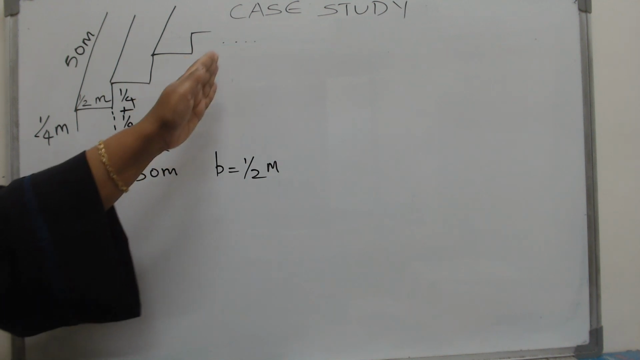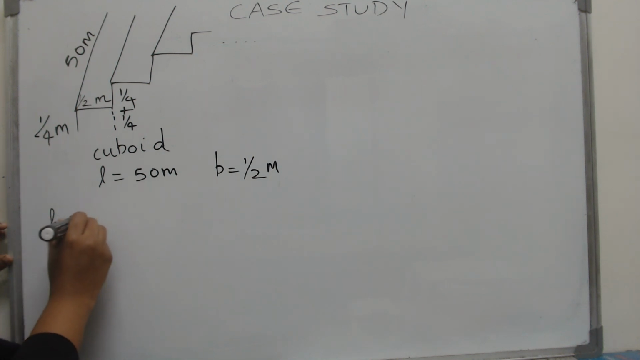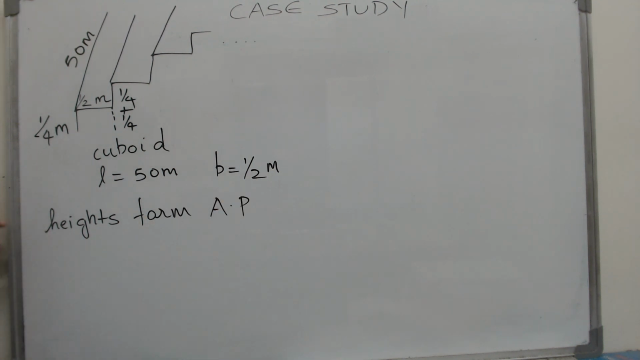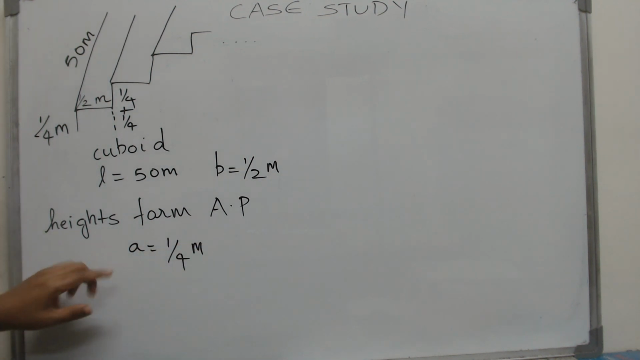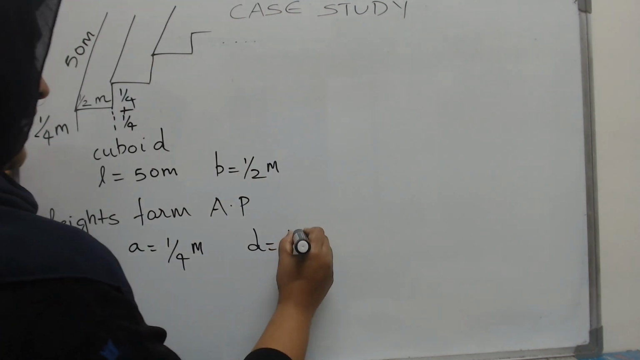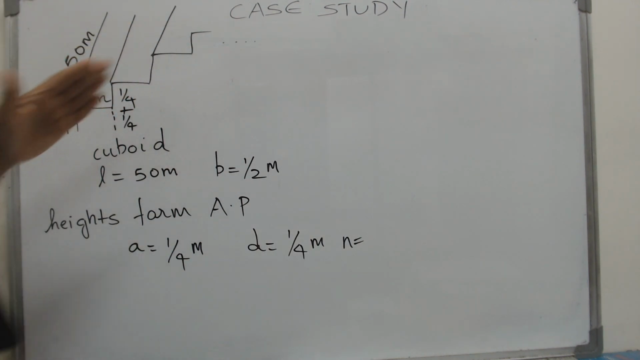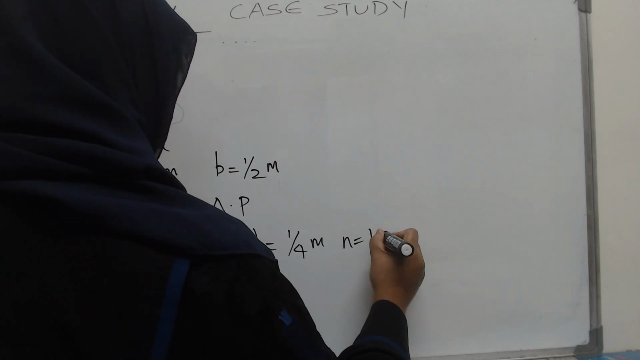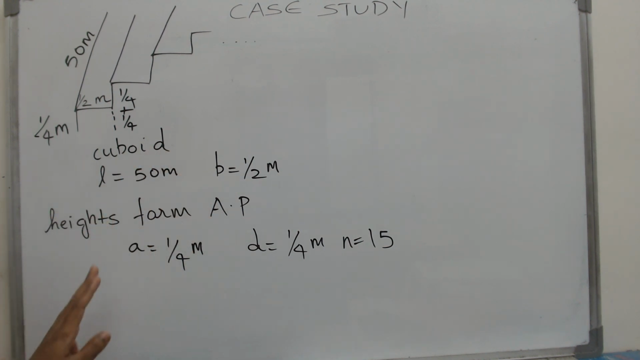So each one keeps on adding 1/4 extra, or in other words, the heights of these steps form an AP. And what are the specifics of that AP? What is the first term? The first term is 1/4 meters. What is the common difference in each step? How much are we adding? We are adding 1/4 m. And what else do we know? We have 15 steps. I hope you read the question. It says 15 steps. So therefore your n is 15. So each step has the same length, same breadth, but different height.